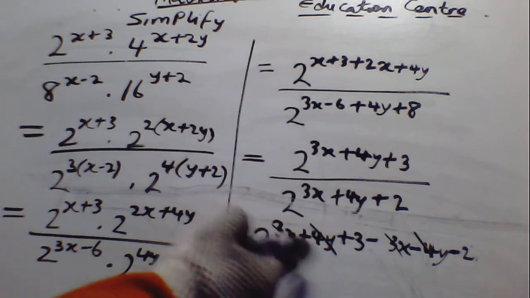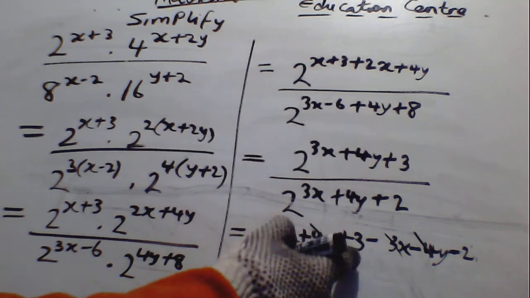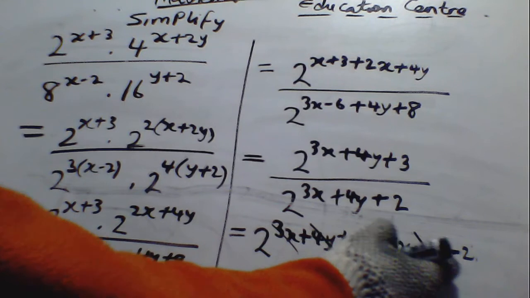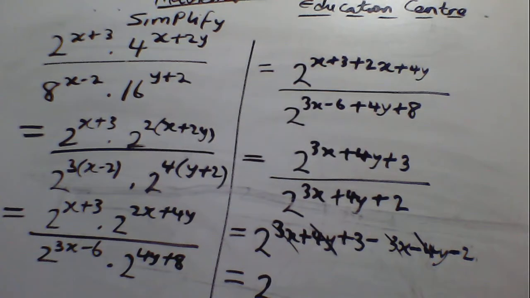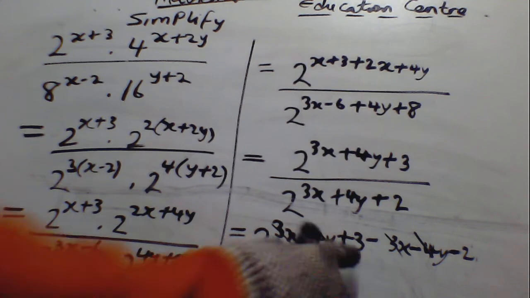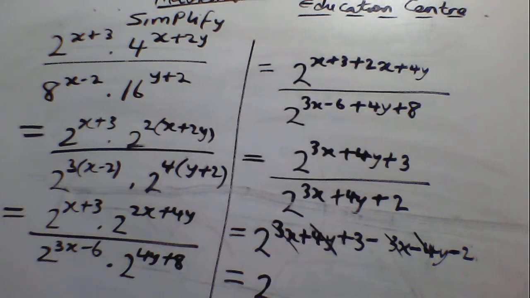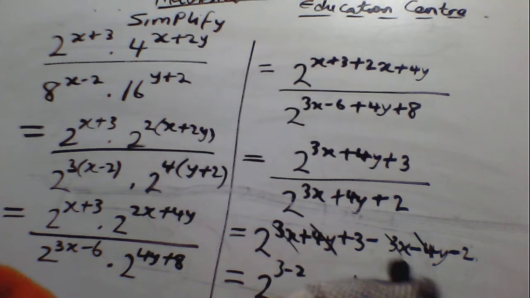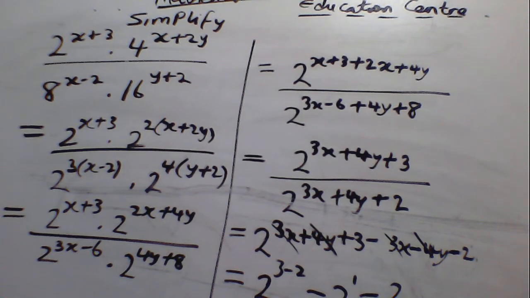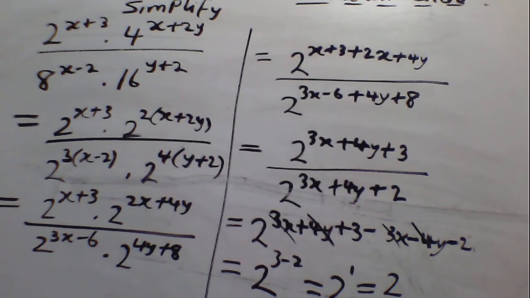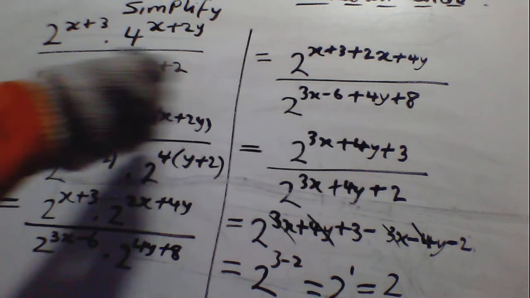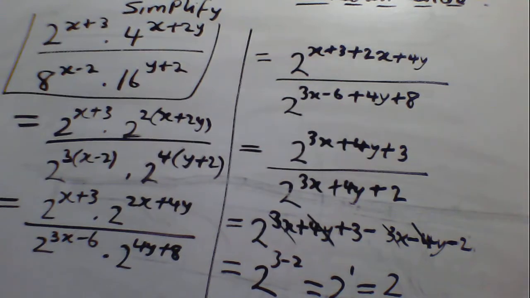You have 2 to the power of 3 minus 2. When it comes up, 3 minus 2 will give us 1, so 2 raised to the power 1. This will give us 2. So this is what you are required to do. Once you simplify this expression, you obtain the result to be equal to 2.